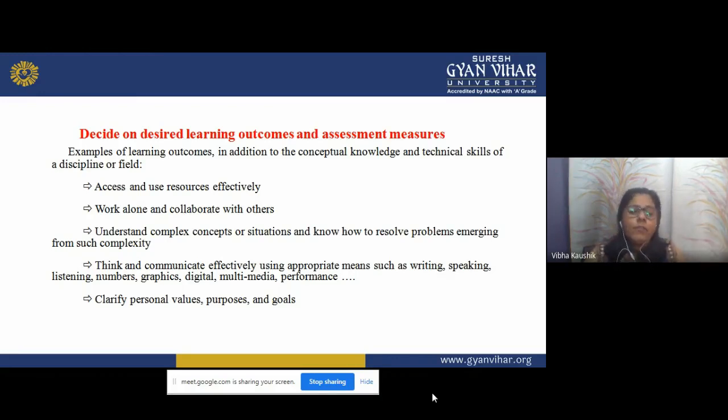Clarify personal values, purposes, and goals. Now you have to clarify that these are the personal values I want in the students. So values can be honesty. I want my students to be honest. That personal value I want my students to develop. What are the purposes and what goals will I achieve?